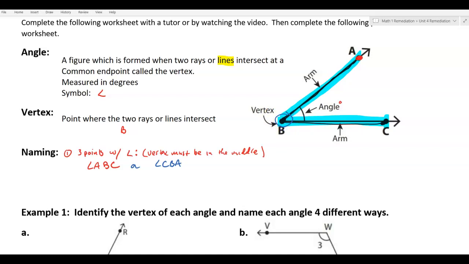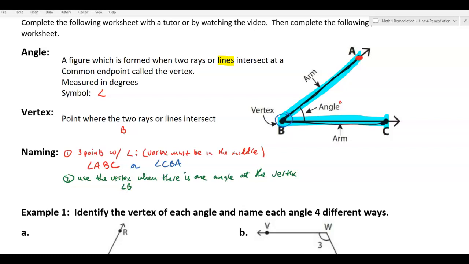So when we use 3 points, you have to understand the vertex must be in the middle. Now, if there's only one angle at that vertex, you can just use the vertex. But again, that's only when there is one angle at the vertex. So in this case, I can name it angle B.